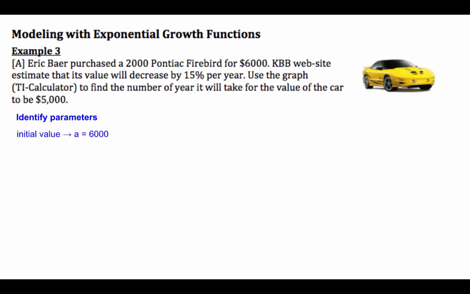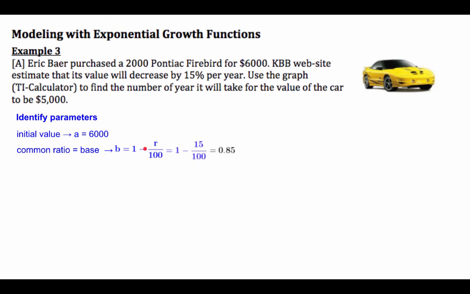My initial value a is equal to 6,000. That's what he bought it for. Common ratio. What's my base? Well, in an interest rate problem, the base is always 1 plus or minus r over 100. Because this is a decay, it's decreasing, hence minus, right?